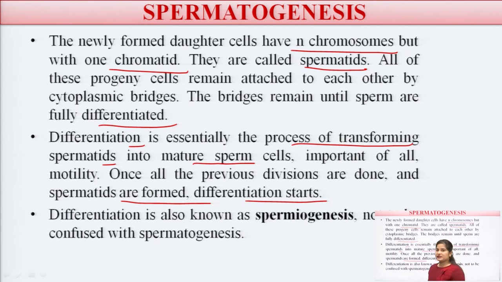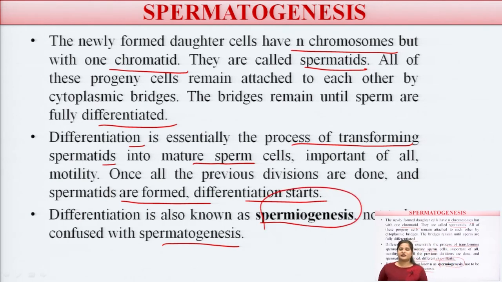Once all the previous divisions are done, the spermatids are formed, and from there the differentiation of the spermatids starts, right? This differentiation process should not be confused with spermatogenesis. The differentiation process of the spermatid cells is known as spermiogenesis. So, it is just the process of the differentiation of the spermatids.